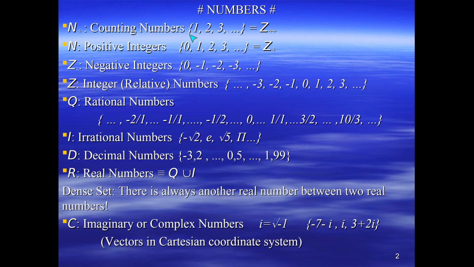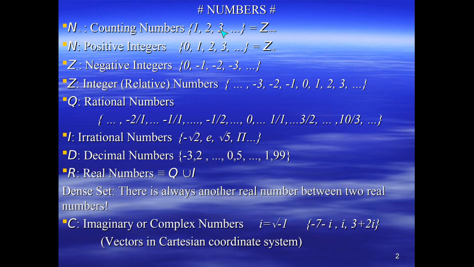What are the counting numbers in Turkish? Sayma sayılar. 1, 2, 3, 4, 5, etc. It goes on like this. 0 is not included. You start with 1. 0 is a later development in human history. At the caveman's time, there was no zero. There was 1, 2, 3.